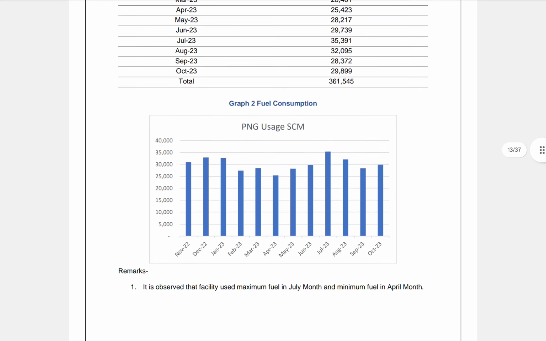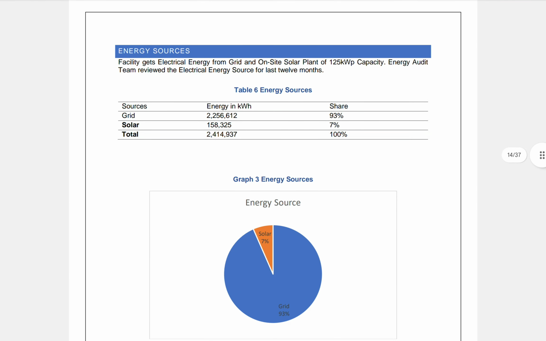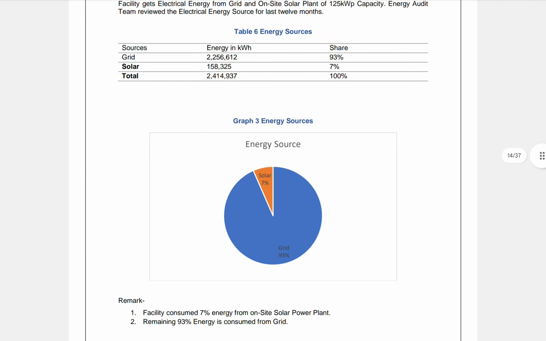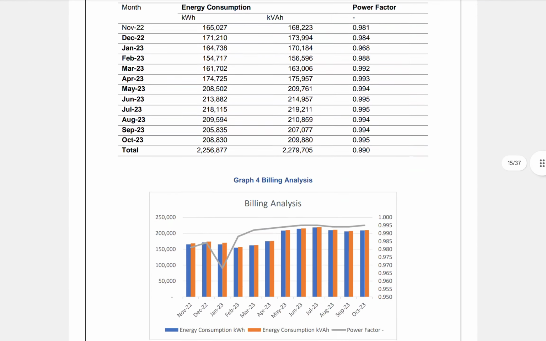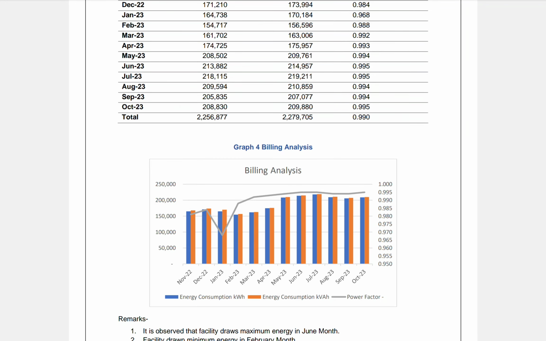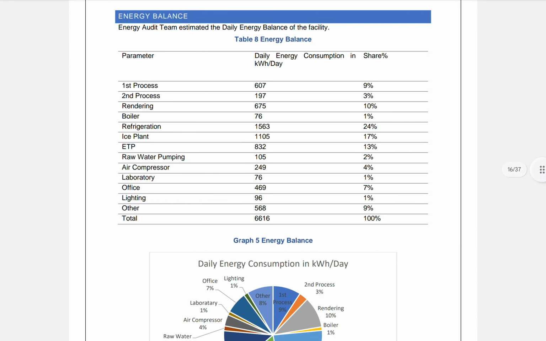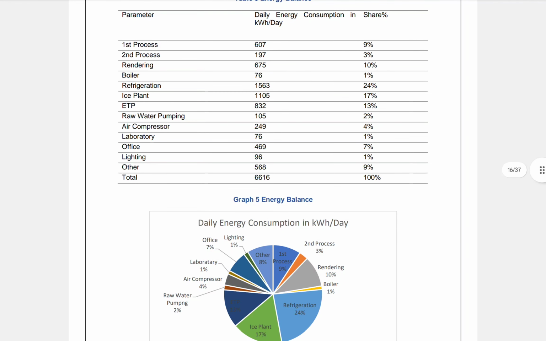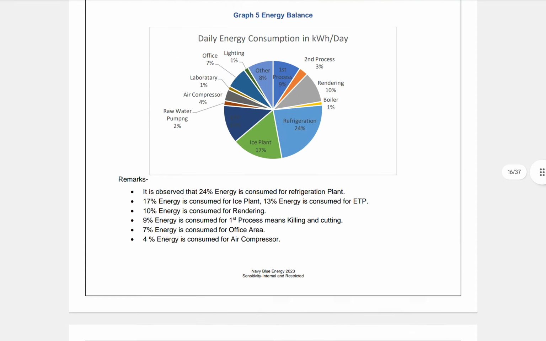Then fuel usage, a 12-month fuel usage summary is there. Energy sources, from where energy is coming and where it is going. Then billing analysis, the demand and the kWh, kVAh, power factor, all is here. Energy balance, as I said: in which area how much energy is going. So we bifurcate it. In one pie chart we can see how much percentage is going to refrigeration, raw water pumping, compressed air, rendering, boiler, likewise.